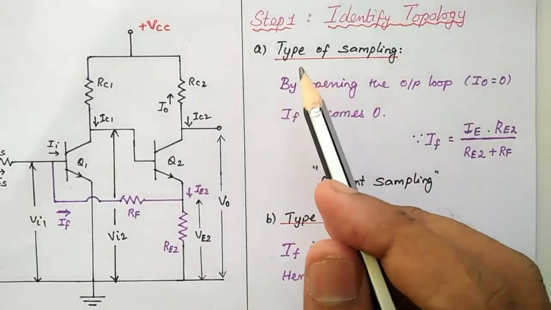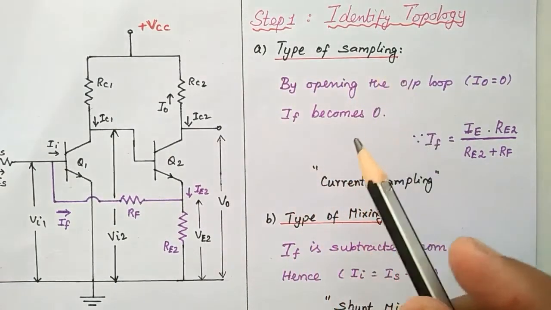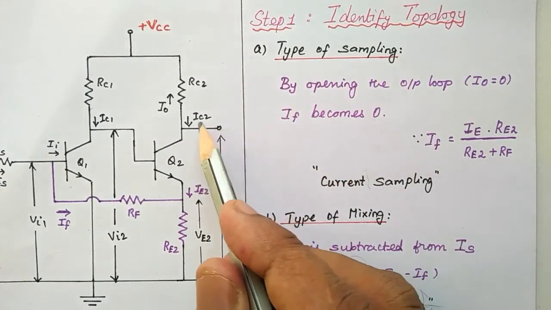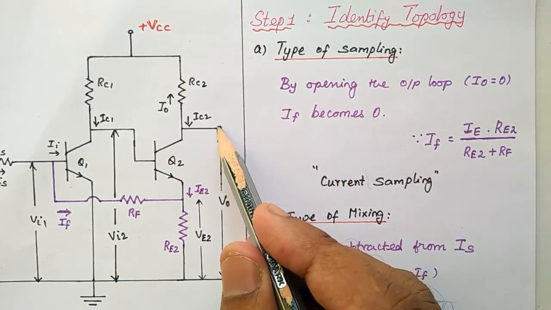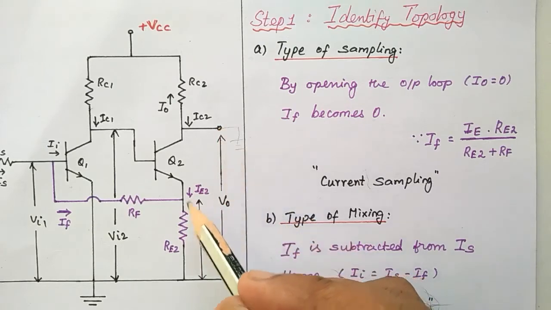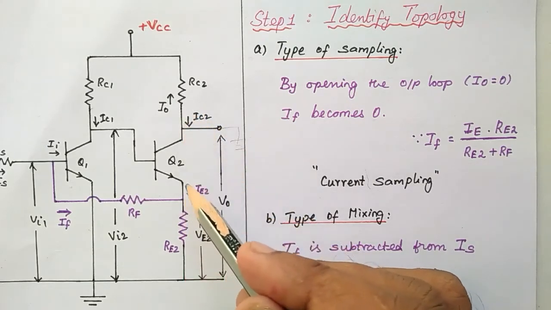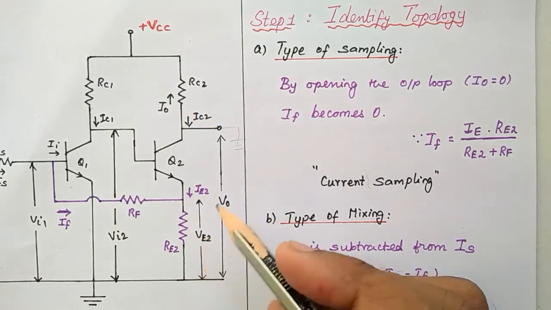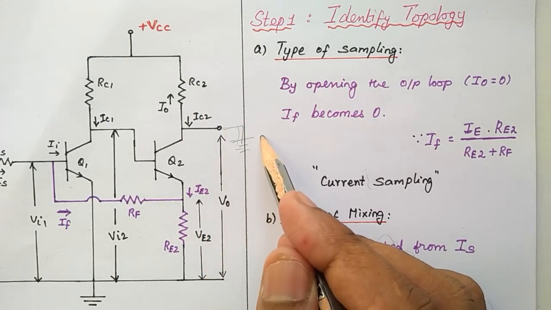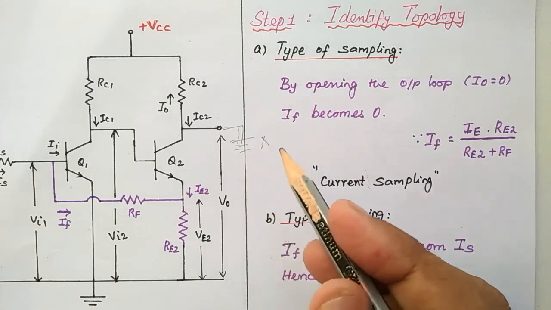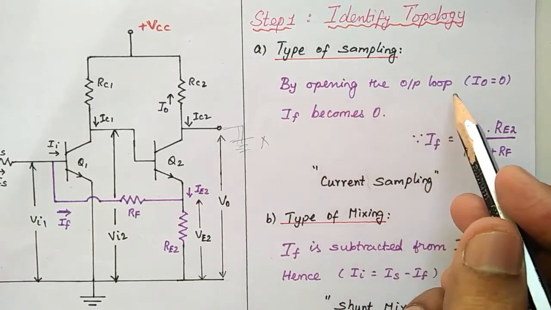First, we find the sampling parameter. Here, this is the output voltage. In the collector terminal, we are getting the output. But if I make this pin ground, nothing will be affected because the current flows through the emitter. Hence, shorting the output voltage is not a good solution. So we go for the second option, that is opening the output loop.